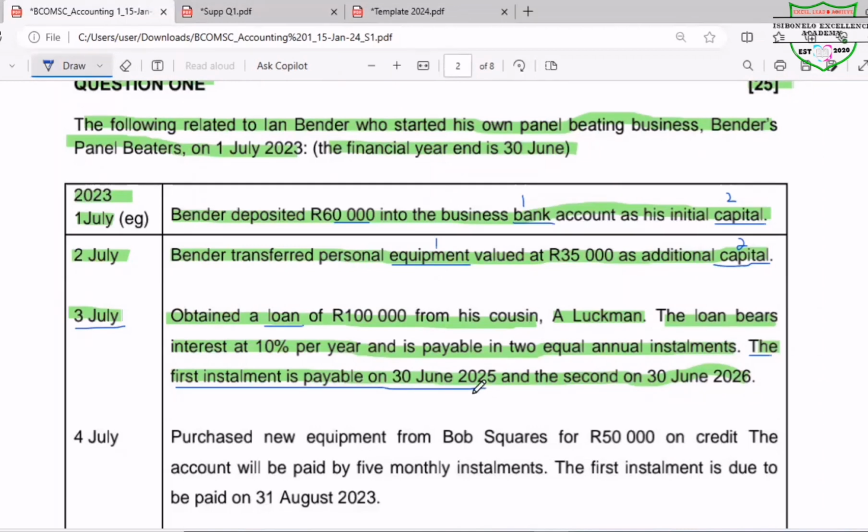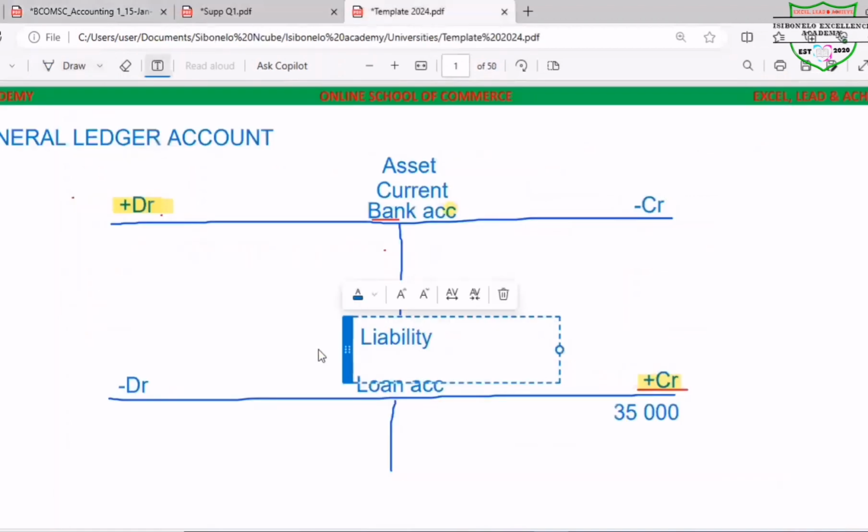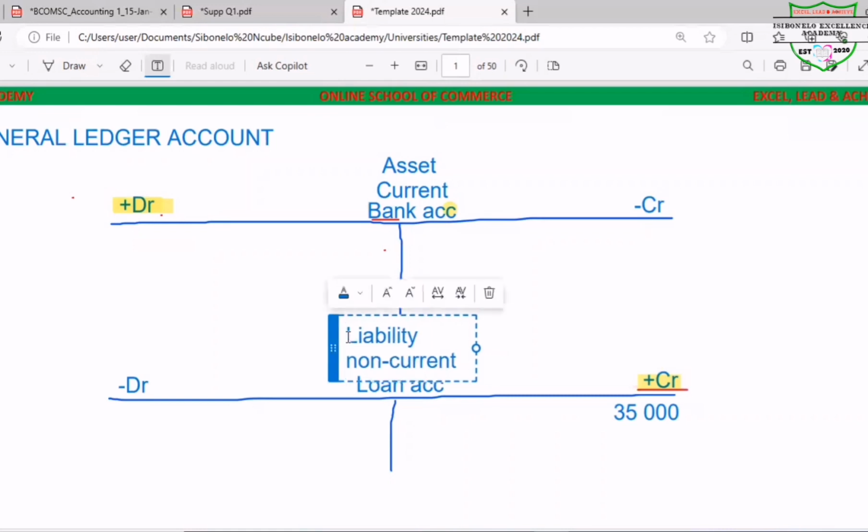So any debt that is payable after 12 months is classified as non-current. If this loan was payable within 12 months, then we would classify it as a current liability, but this one will be a non-current liability. So you already know the reason. I have explained, I've given the reason: it is because this loan is payable after 12 months.